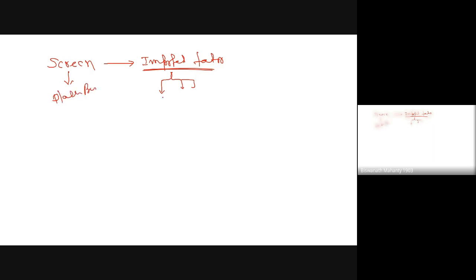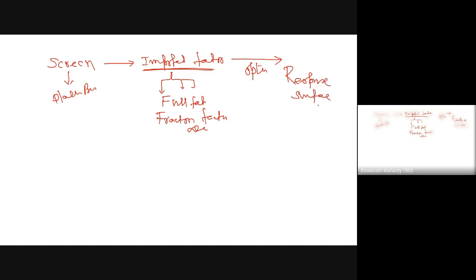This is known as full factorial, or I'll talk about next class, fractional factorial design. After that, for optimizing, finally you will tell this is the best combination. Optimization will come. And this comes under response surface methodology, or RSM design.